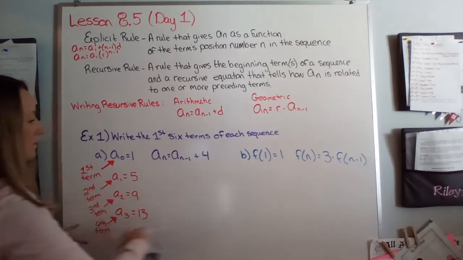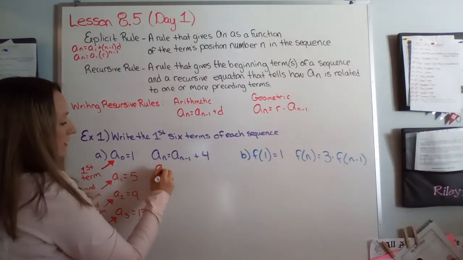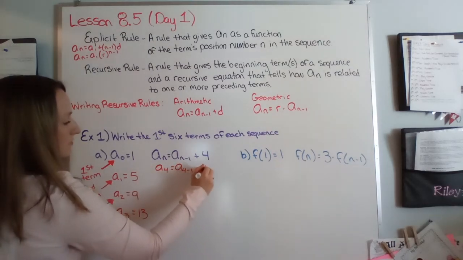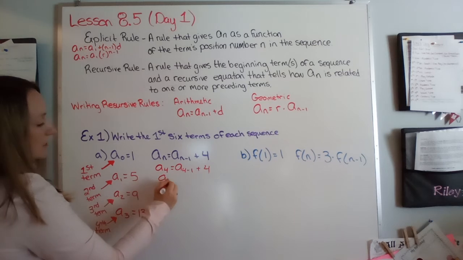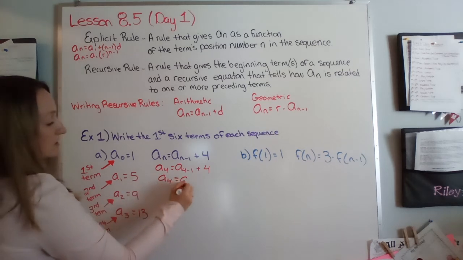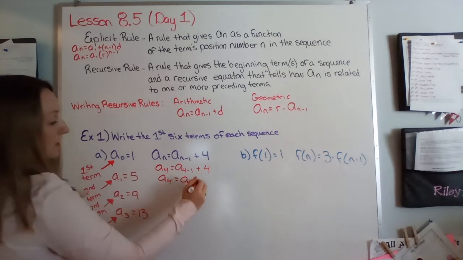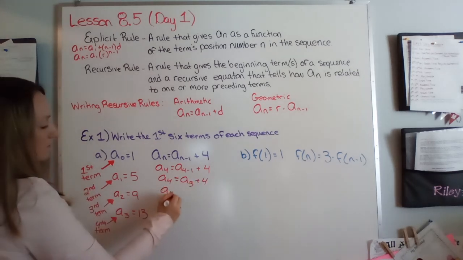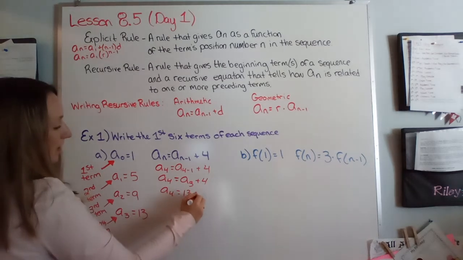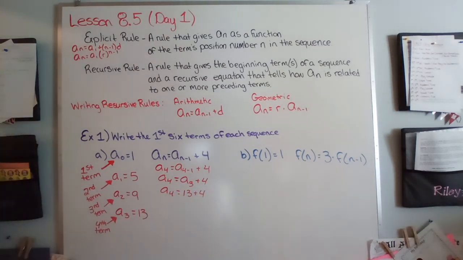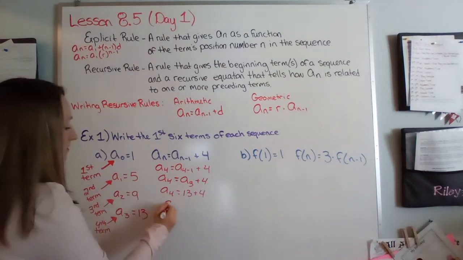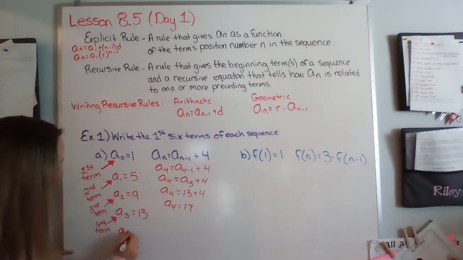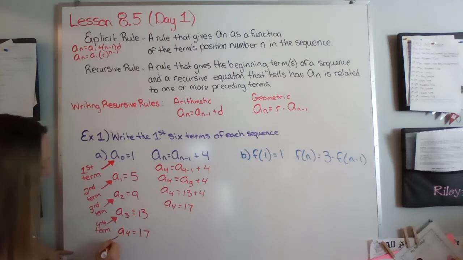The fifth term is going to be represented by a sub 4. So a sub 4 is equal to a sub 4 minus 1 plus 4. Remember, I said to get to the next term, you take the previous term and you add 4. So you're taking the previous term, 13, and adding 4 to get 17. So a sub 4 equals 17. That is my fifth term.